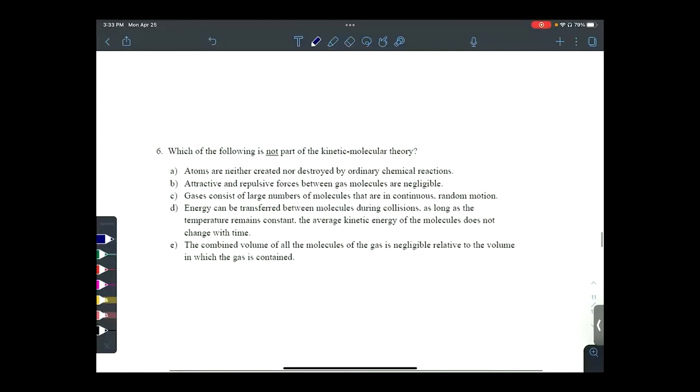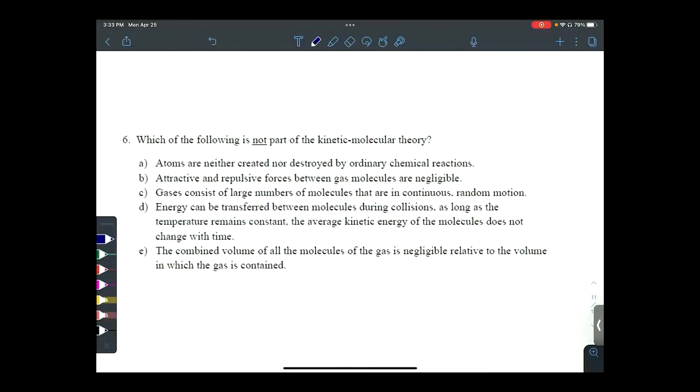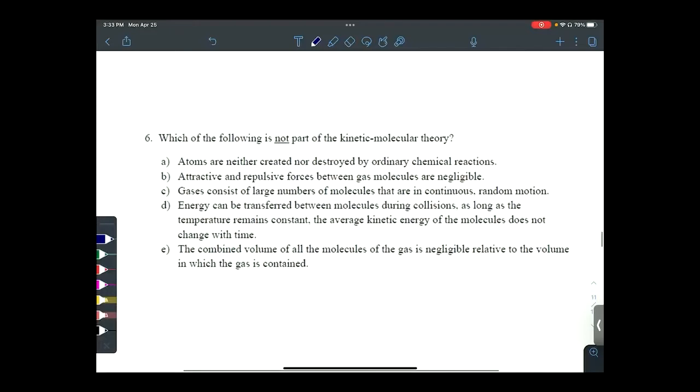Which is not a part of kinetic molecular theory? Kinetic molecular theory explains what type of substances? What chapter did we learn about it? Gases, yeah. It's why the ideal gas law works. It's why those named gas laws work. So, not part of kinetic molecular theory: A, atoms are neither created nor destroyed by chemical reactions. To me, that one is the right answer, because it's not specific to gases. But let's just read through them, I want to make sure that I'm right.